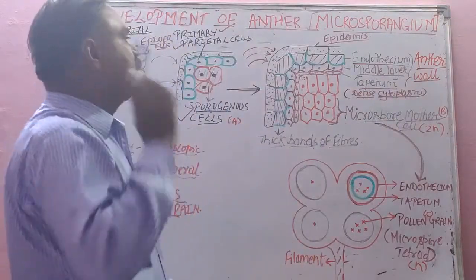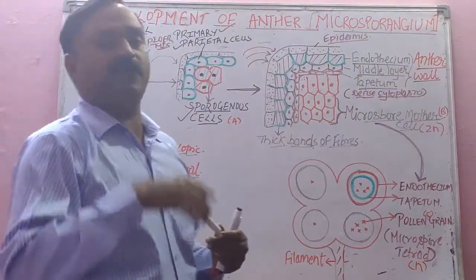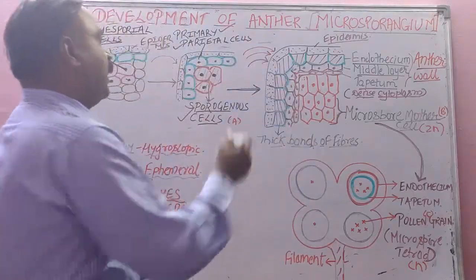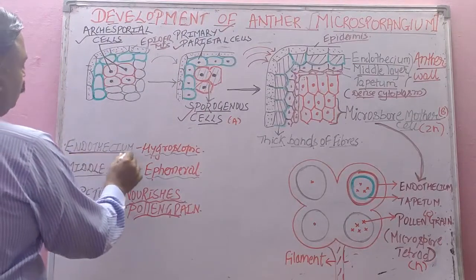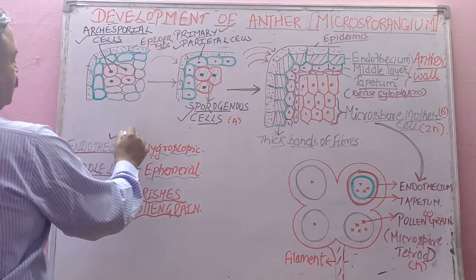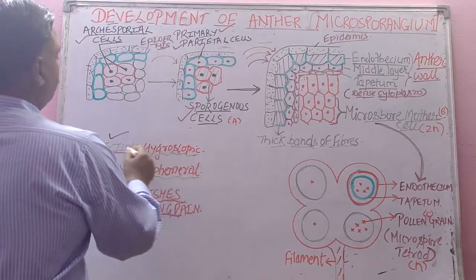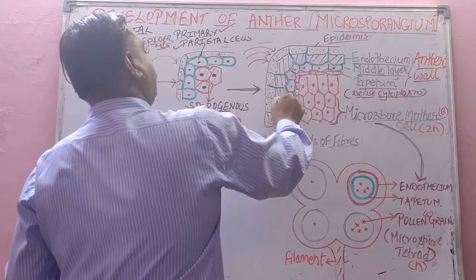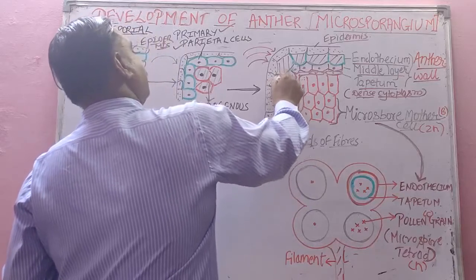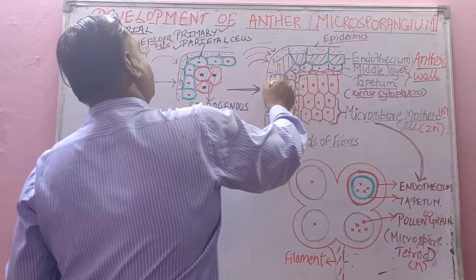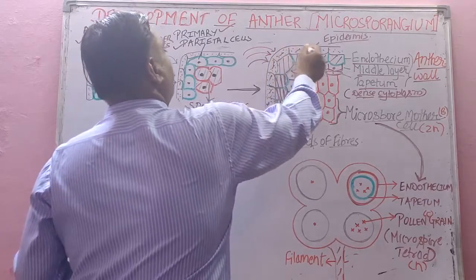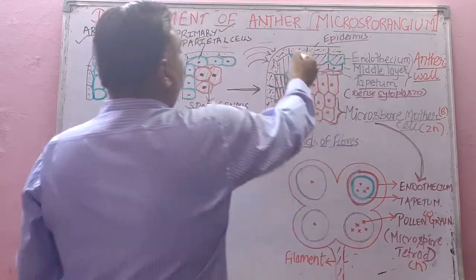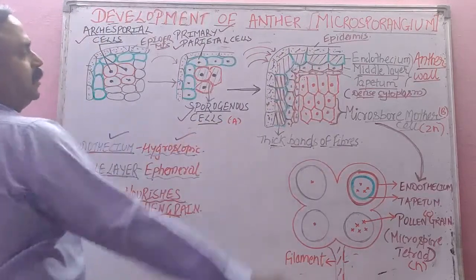So this primary parietal cell divides periclinally to form anther wall, concentric layers of anther wall. The first layer of the anther wall is endothecium, middle one is middle layer cells, and innermost is tapetum. Student, these three layers of anther wall have their significant role during development of microsporangium, isn't it? And that I will show you here. The outermost layer is endothecium. This endothecium is hygroscopic in nature due to presence of thick bands of fibers. You can observe in the diagram these thick bands of fiber, may be in the epidermal layer also. So due to these thick bands of fibers, endothecium is hygroscopic in nature, isn't it?